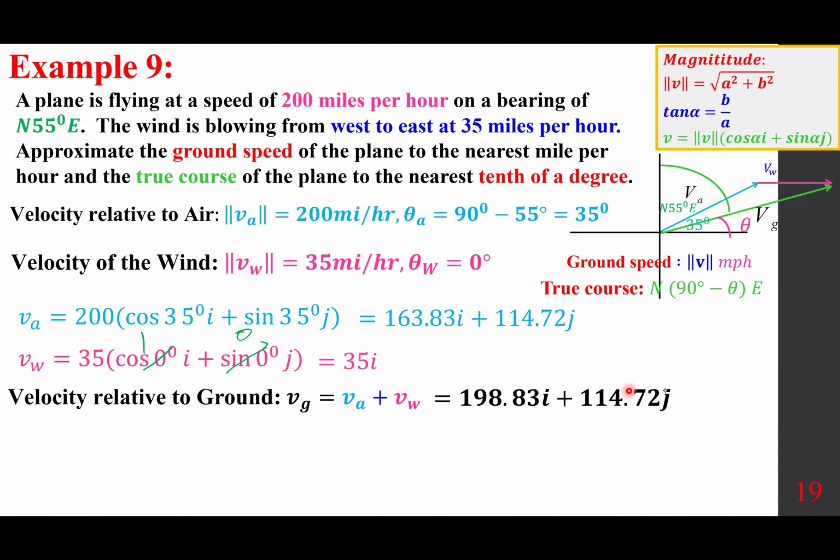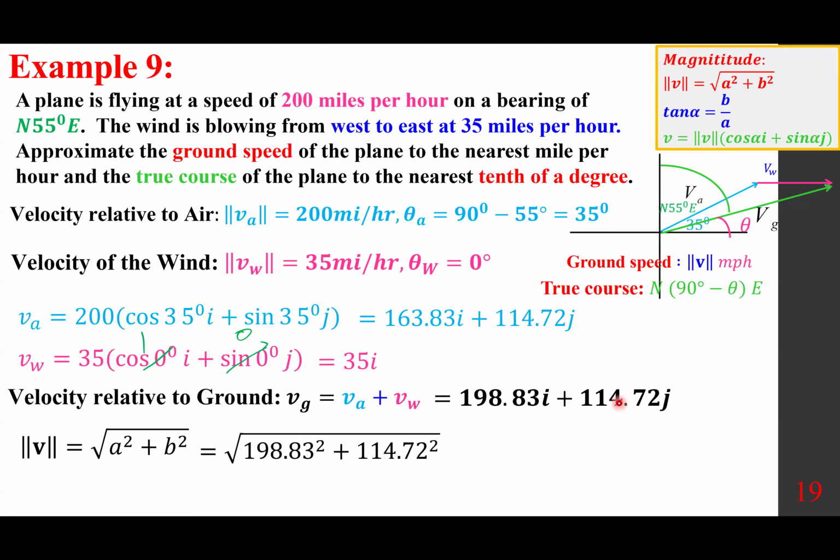Now, what is the magnitude? We are looking for the ground speed. Well, square root of a squared plus b squared. So square this number, add them up. 198.83 quantity squared plus 114.72 quantity squared. And it ends up being about 230 miles. So as for the number of decimals, you always follow what they tell you to do. So we have the magnitude. We approximate the ground speed.